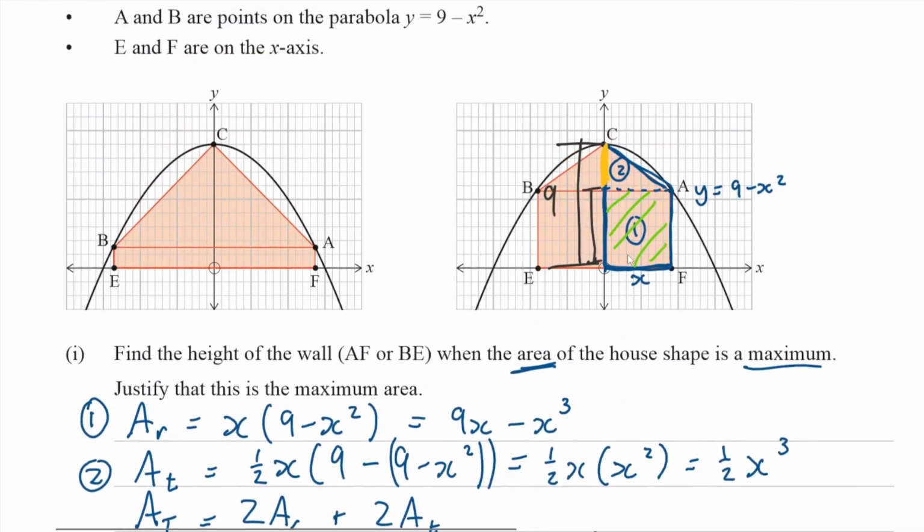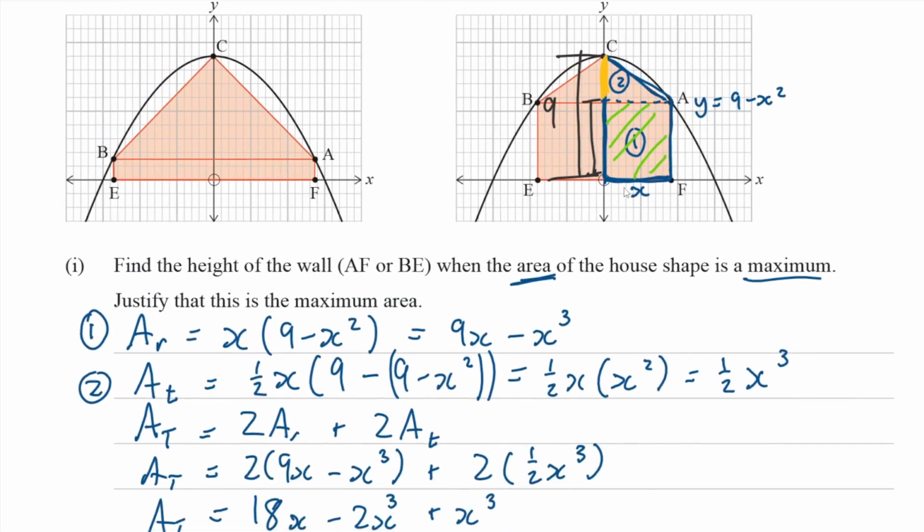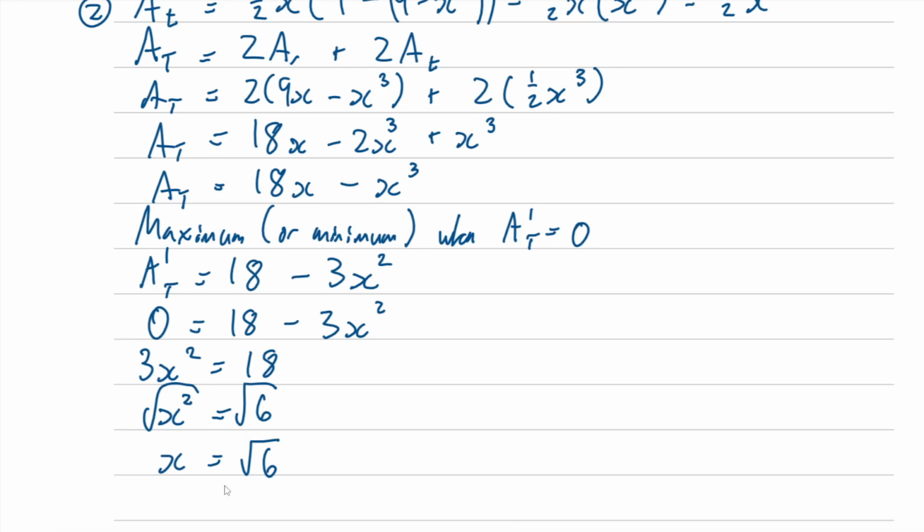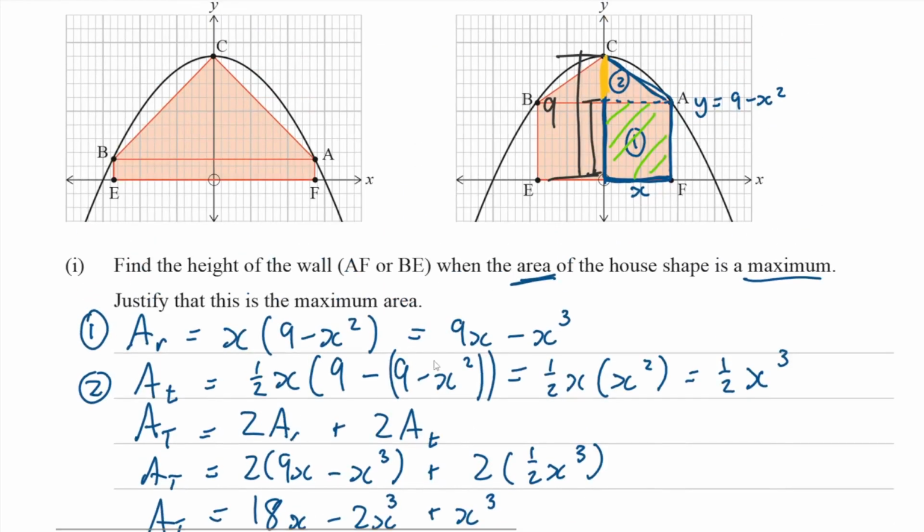Alright, so what does that mean? That means when this x value is at the value square root of 6, we will either be at a minimum or maximum area. Just looking at our solution, when we square root, we get a positive and a negative. So the positive solution will be the maximum, but we need to justify that in a moment.